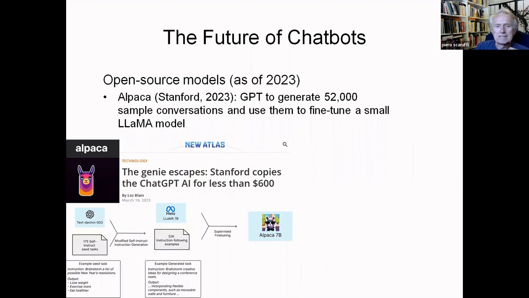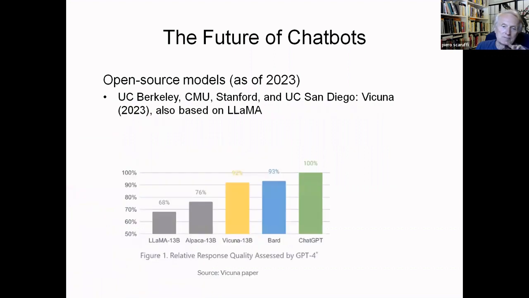One is Alpaca at Stanford, which is sort of a small version of GPT-3, fine-tuned in some special way, and the result, guess what, is almost as good as GPT. So it's an interesting idea. Spending very little, you can actually create something that is as good as GPT at generating text.